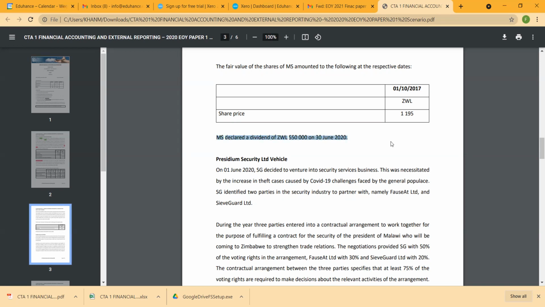I can't remember. I think SG has an 80% interest. I cannot remember, I think I read 80%. So that means in SG's profit is a dividend income of 80% of this amount. Okay, so we'll have to remove that because that is an intercompany transaction.